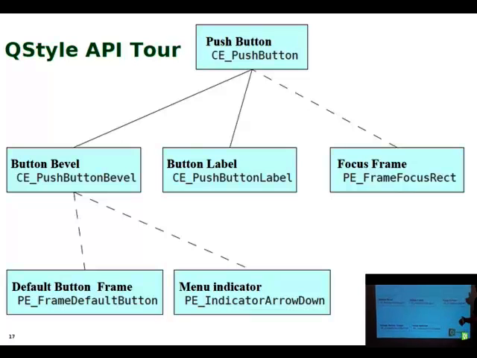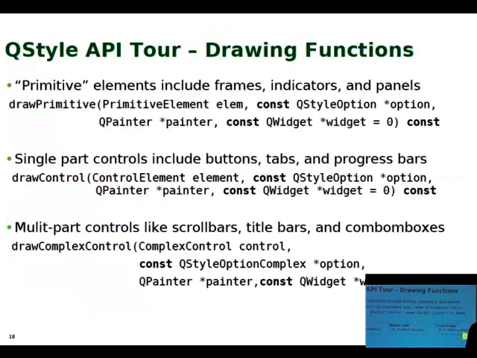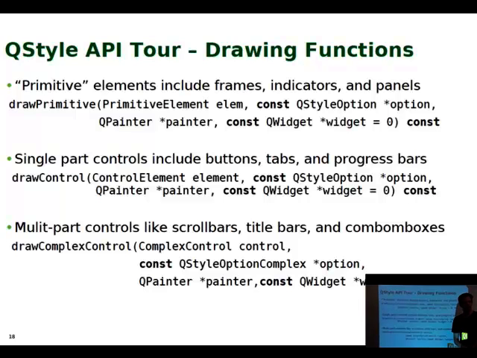This is the same for every widget. You see that it's divided into several parts. So for example, if you want to style only the label, you can do it. So we have those drawing functions: drawPrimitive, drawControl, drawComplexControl. There is a lot of them. I will not explain this in detail. Everything is in the documentation.